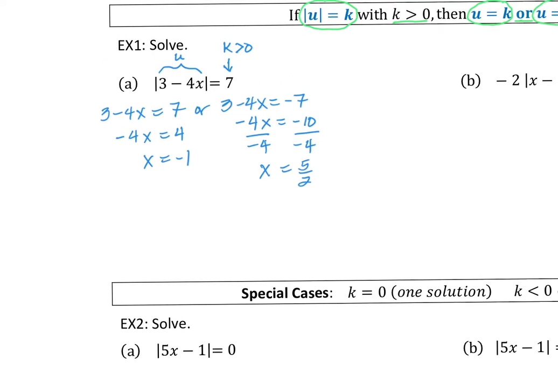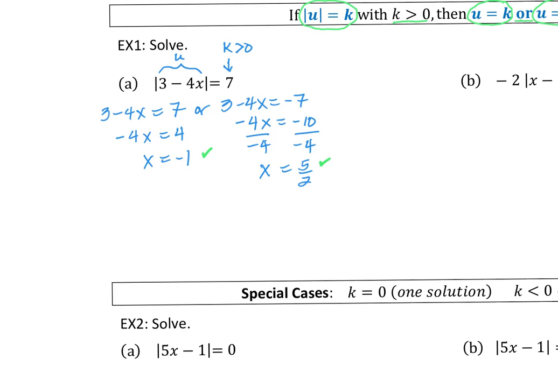If you go back to the equation and you put in x is equal to negative 1, you get 3 plus 4, which is a positive 7. So the first one checks out. If you put in 5 halves, that would be 3 minus 20 over 2, 3 minus 10. So you'd have a negative 7, absolute value is positive 7. So that solution checks out as well.